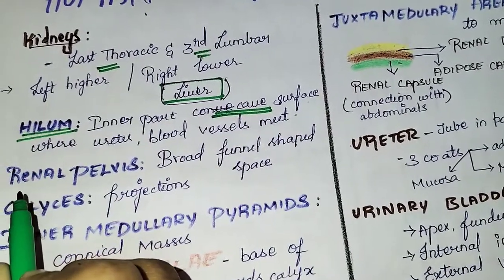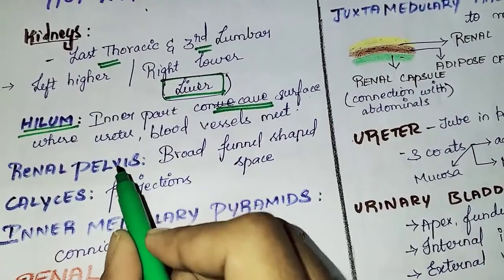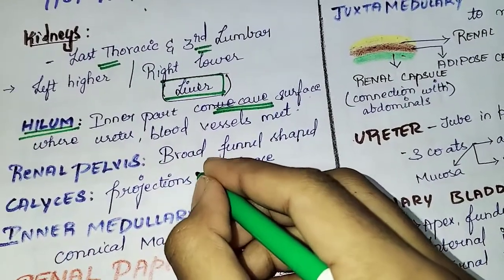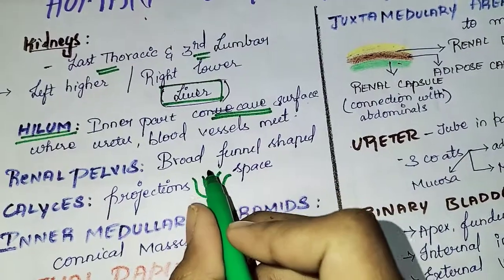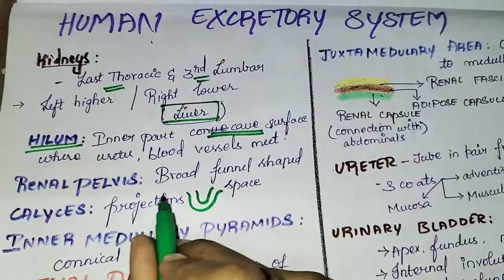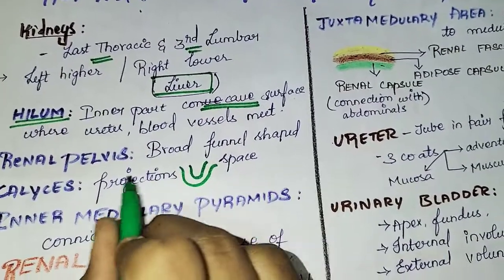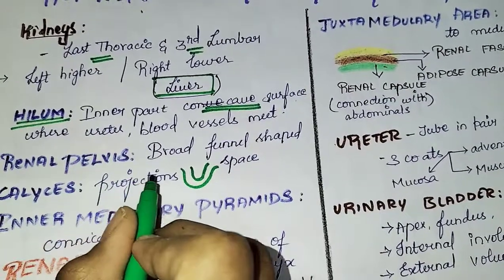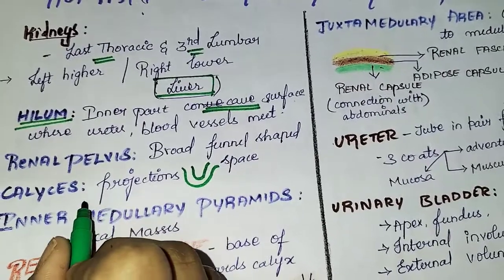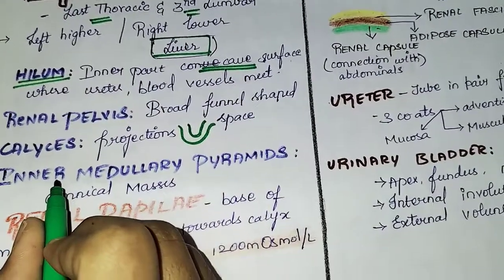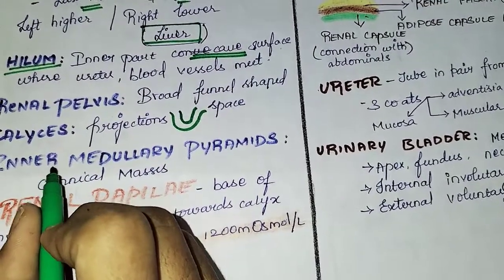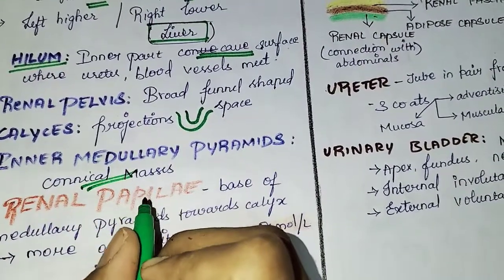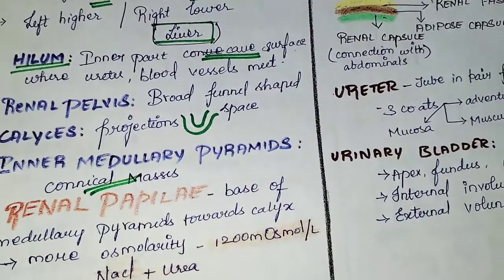Okay, what is the renal pelvis? The renal pelvis is next to the hilum, the inner surface, funnel shaped, a broad funnel shaped space. And then calyces. The renal pelvis has some projections, that is the calyx. I will show you the picture now. And the inner medullary pyramids, conical masses, we will represent them as conical masses. Okay, let's see the picture now.